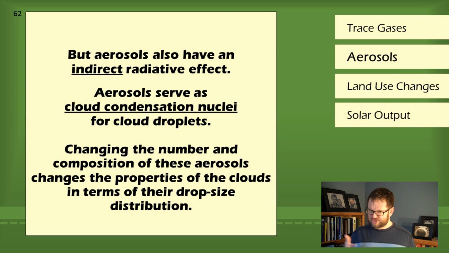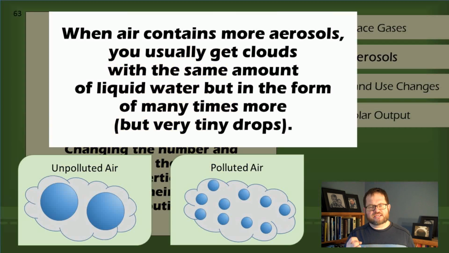You might think that that is a pretty straightforward answer here, like that'll mean more clouds or something like that. But it's more complicated than that. Changing the number and composition of these aerosols changes the properties of the clouds. In particular, it changes their drop size distribution. See, clouds are made up of liquid water that condenses onto the available cloud condensation nuclei aerosols.